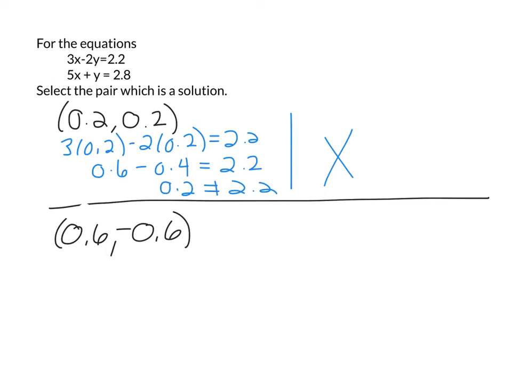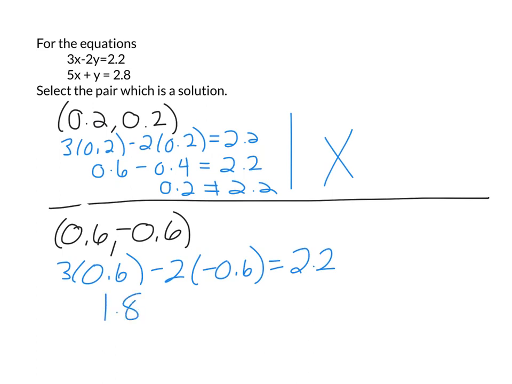And going on to the very last pair that we have, 3 times 0.6 minus 2 multiplied by negative 0.6 equal to 2.2. And that would give us 1.8 plus 1.2 equal to 2.2, and 1.8 and 1.2 would give us 3.0, and that is not equal to 2.2. So therefore, we can conclude that the 0.6 and negative 0.6 is not a solution to the system, since it is not a solution to the first equation.